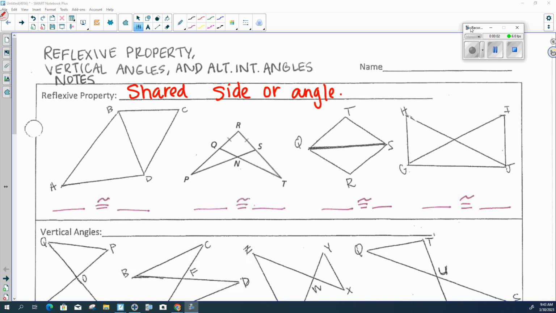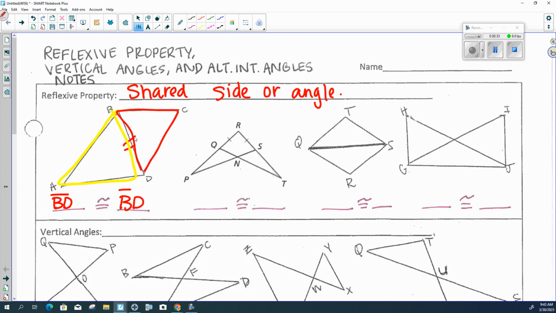Okay. The reason why I call it the duh property is because when I look at this triangle, see how I have two triangles? Which side is a shared side because of the way the picture is drawn? So you make the marking. BD equals BD. And then we write it here. Side BD of this triangle equals side BD of this triangle.